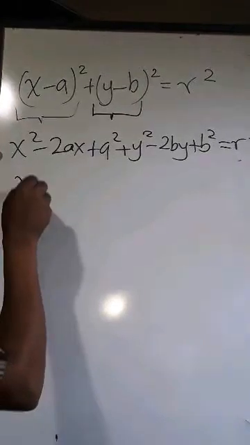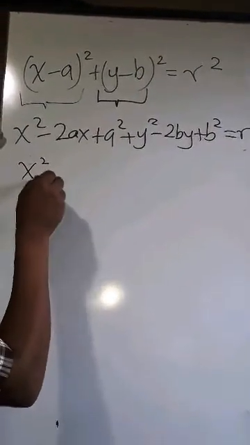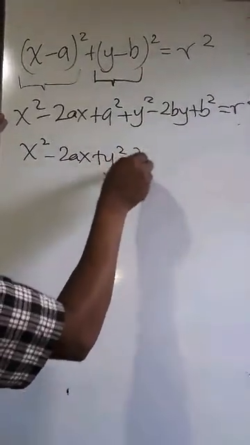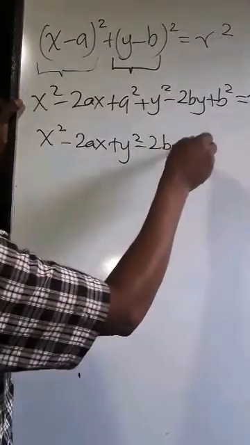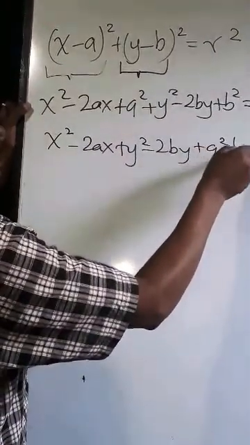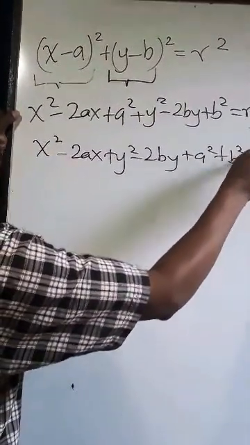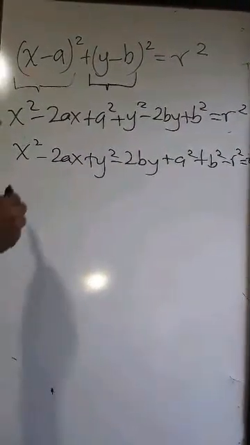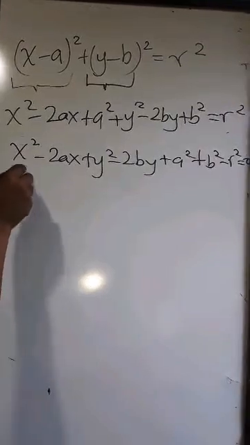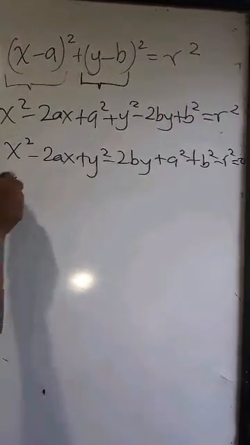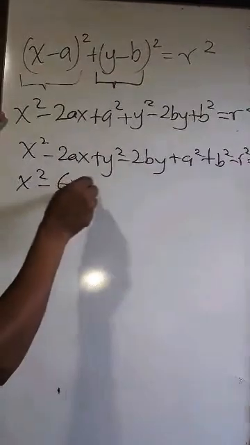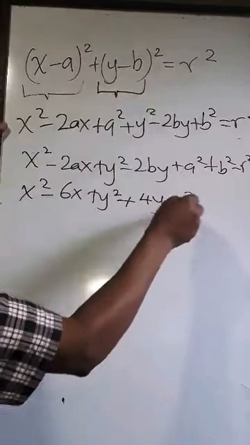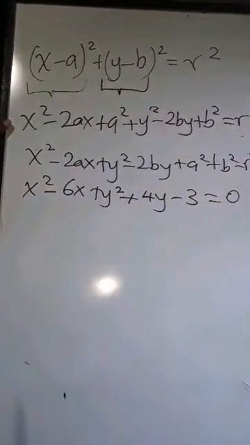Then we reorganize: x squared minus 2ax plus y squared minus 2by, and I take a squared plus b squared minus r squared is equal to 0. Then the equation given is x squared minus 6x plus y squared plus 4y minus 3 is equal to 0.